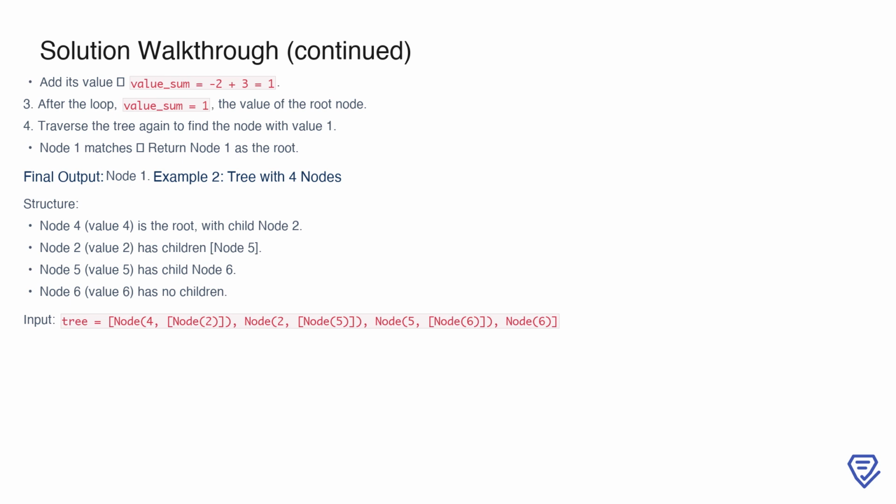Now, let's move to a second example with a more complex tree structure. This tree has 4 nodes. Node 4, with the value 4, is the root and has a single child, node 2. Node 2, which has the value 2, has 1 child, node 5. Node 5, with the value 5, has a child node 6, and node 6 has no children. The input for this tree is represented as an array of these nodes.